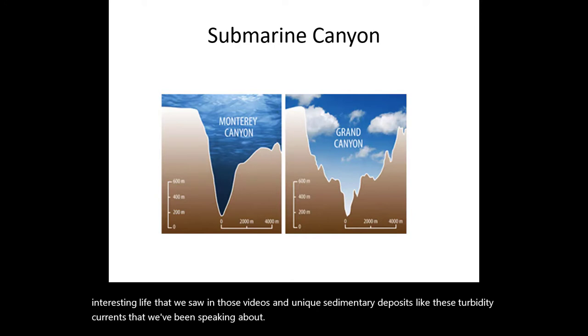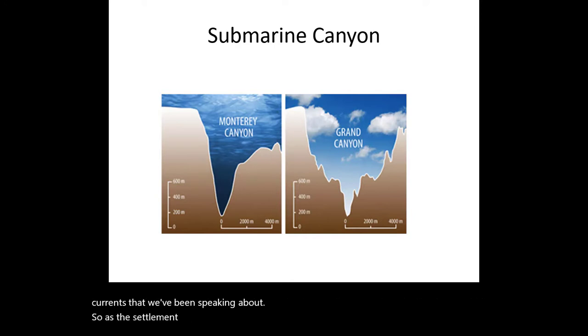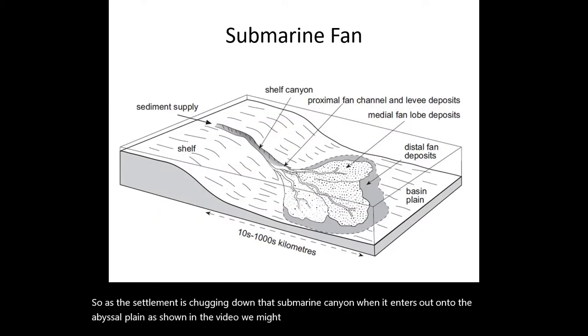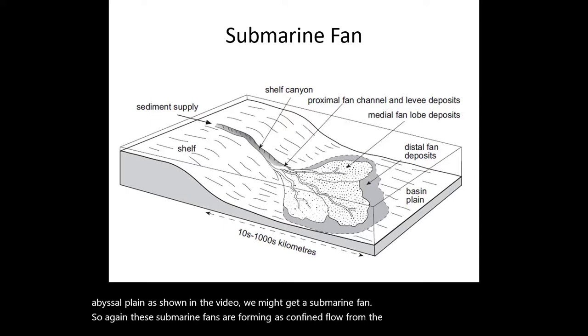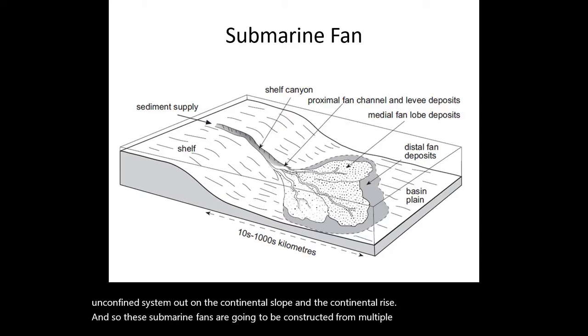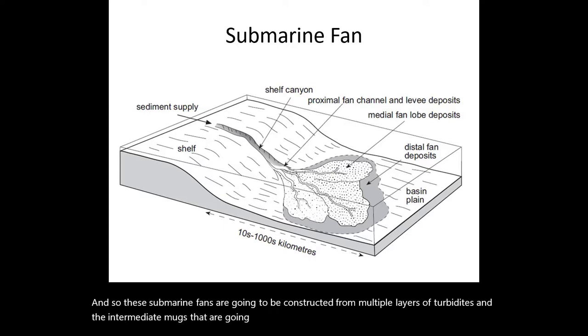So as the sediment is chugging down that submarine canyon, when it enters out onto the abyssal plain, as shown in the video, we might get a submarine fan. So again, these submarine fans are forming as confined flow from the canyon goes to an unconfined system out on the continental slope and the continental rise. And so these submarine fans are going to be constructed from multiple layers of turbidites and the intermediate muds that are going to be settling from suspension.